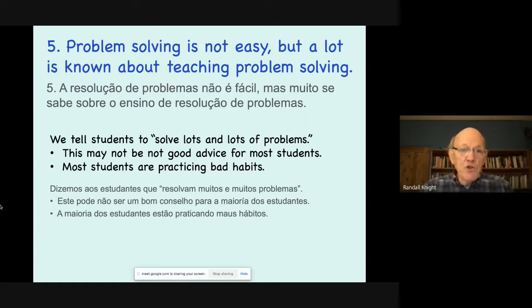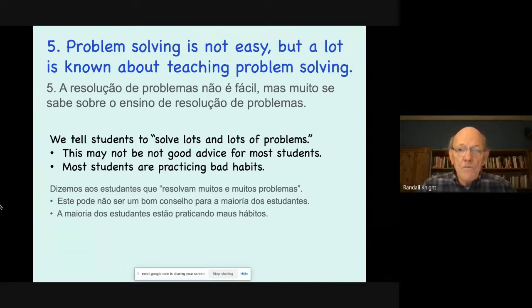Now, of course, we do want to teach problem solving. And it's not easy for students to learn because of these issues with knowledge structure, misconceptions, and so on. But a lot is known about problem solving. It could really be the basis of a whole talk unto itself. So I'm not going to have a whole lot to say about how to teach problem solving.